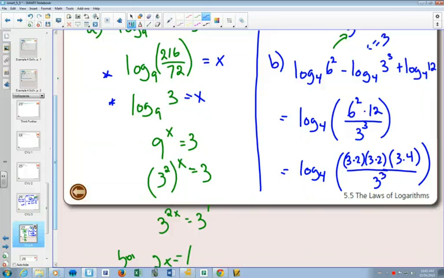Because I have 3 3's on the bottom. And if I break up the 6 to 3 times 2 and the other 6 to 3 times 2 and the 12 to 3 times 4, then these 3 3's will cancel with those 3's on the bottom. And then I'm just left with 2 times 2 times 4, which is 16.